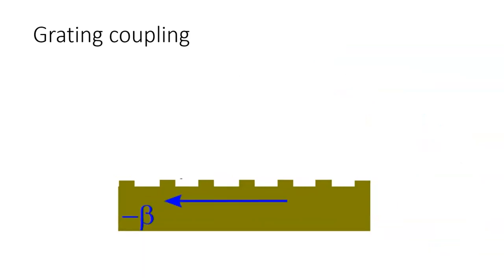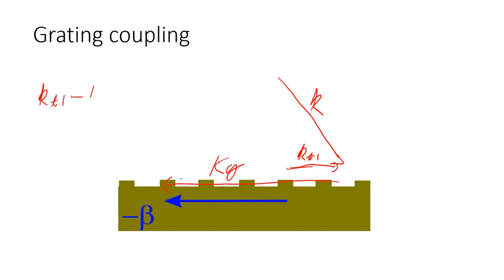Third, light will be coupled to the backward direction. Phase matching can now be written and analyzed as tangential component, grating vector, propagation constant with the direction.